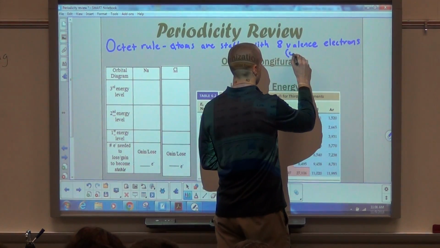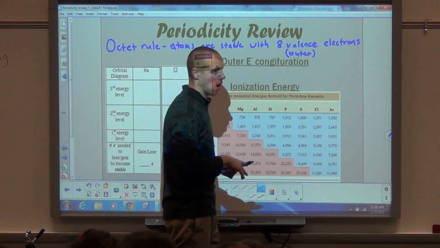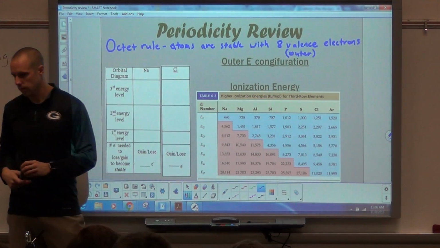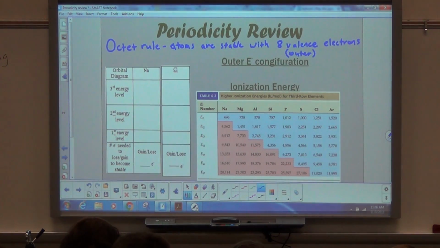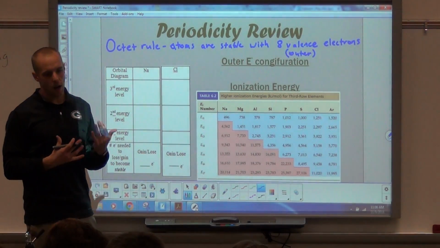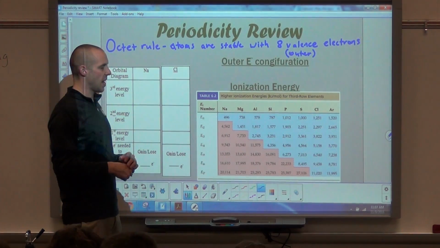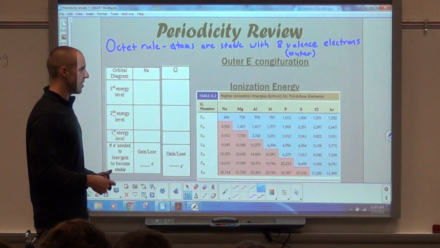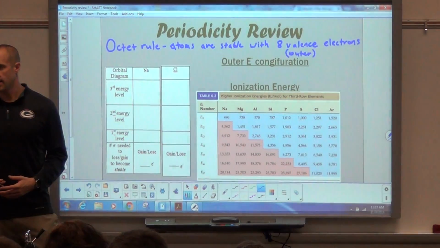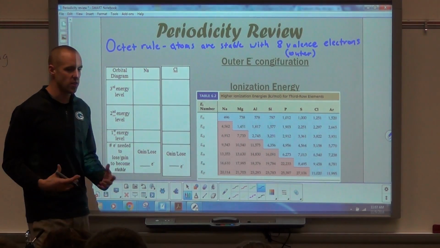Okay, valence is the same thing as outer. This is why the most stable elements are the noble gases, right? When we always say something is inert, it's because the noble gases have 8 valence electrons. The reason that other elements react is because having 8 valence electrons is going to be the least energy that something can be.